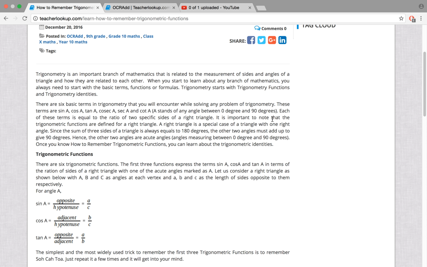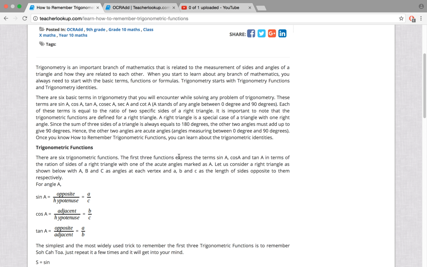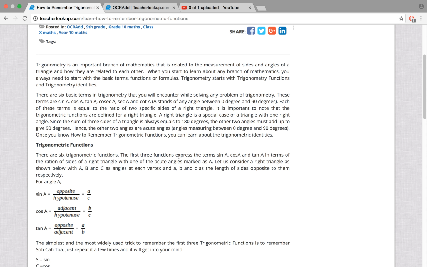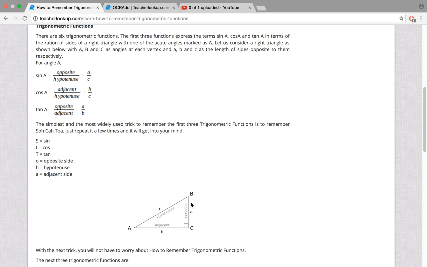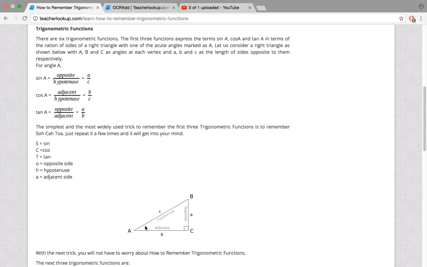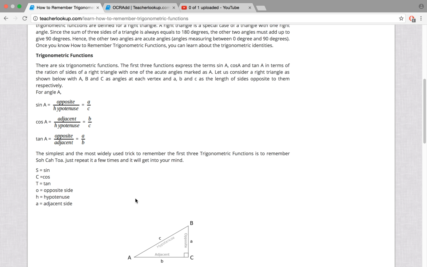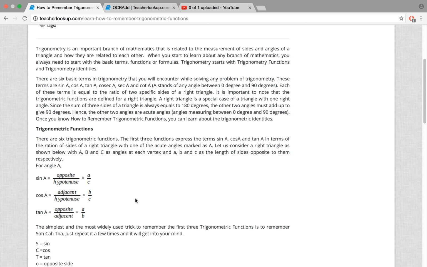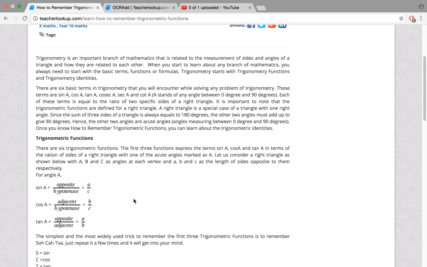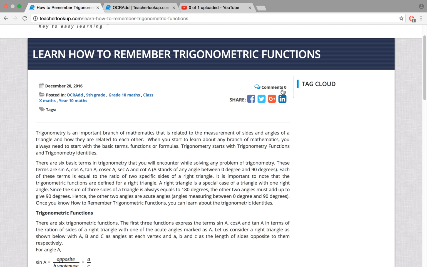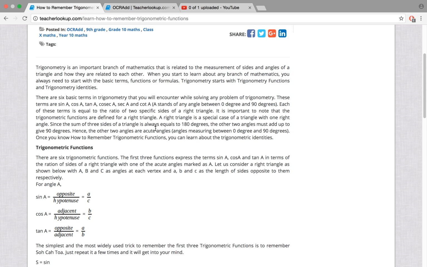This note is important. Trigonometry functions are defined for right triangles. A right triangle is a special case of a triangle with one right angle. So you could see here, this is a right angle triangle. This is the right angle here, and there's an acute angle as well. All right. So as the title says, we're learning how to remember trigonometric functions.